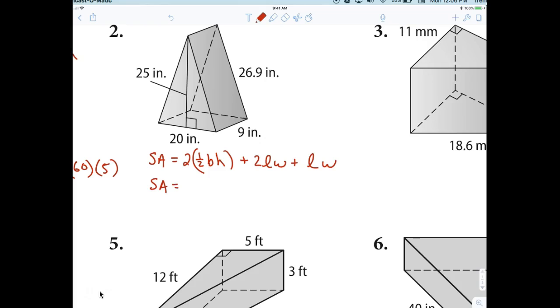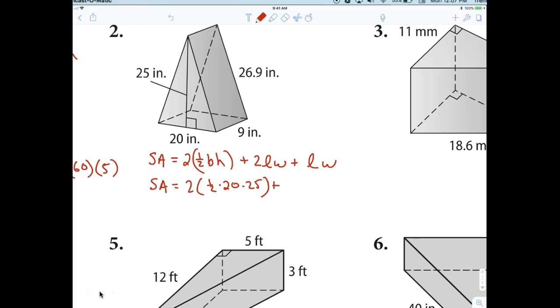Surface area equals 2 times 1/2. What's the base and height of the triangle? A lot of people last class forgot what the base and the height of the triangle is. 20 and 25. I'm happy with that. Anybody have any questions with 20 and 25? All right, so we're going to put times 20 times 25 plus.